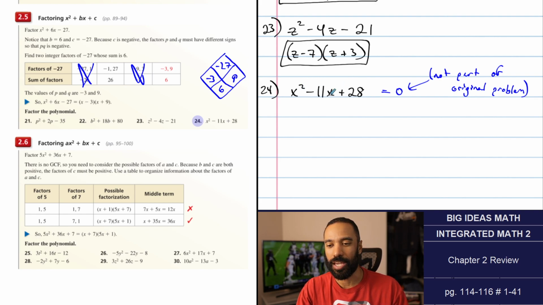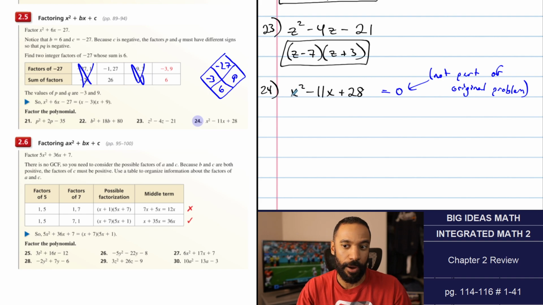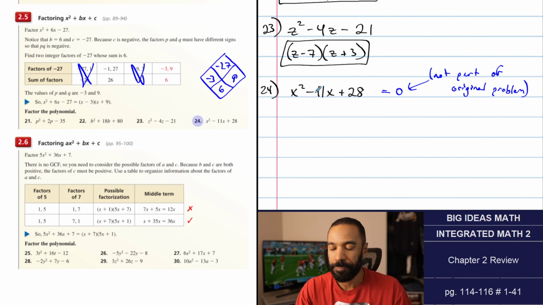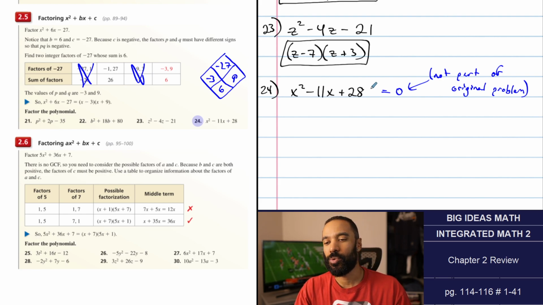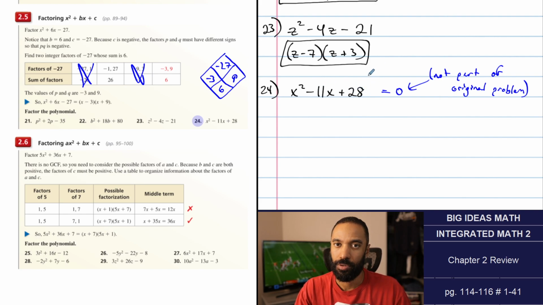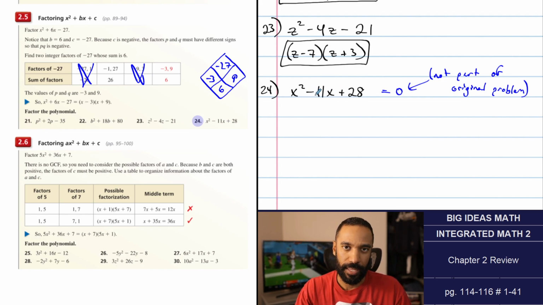Oh, the other thing I wanted to state was that none of these showed GCFs, but it's worth noting that I would always say, if there's a greatest common factor, you factor it out first. Anyway, x squared minus 11x plus 28, 2 numbers that multiply to 28 that add to -11. Now, positive 28 still means either both positive or both negative. But because the sum is negative, we're looking for 2 negative terms.